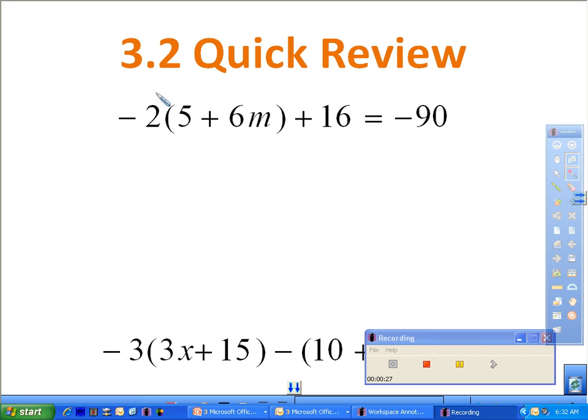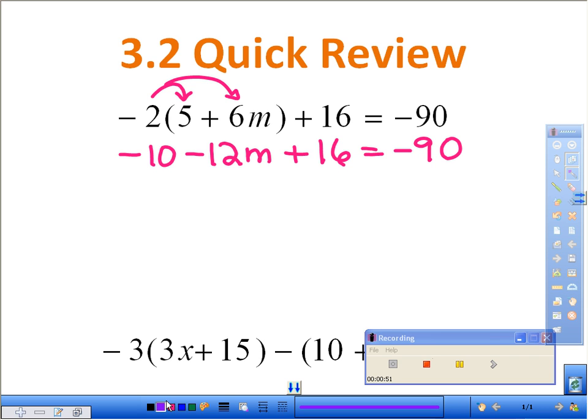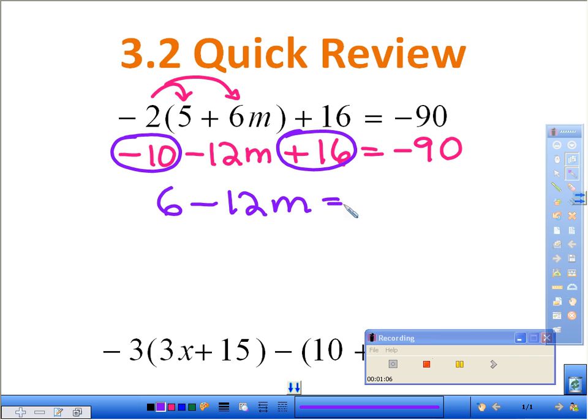So if we do that in this first problem, we're going to distribute the -2. -2 times 5 is -10, and -2 times 6m is -12m. I'm going to bring down the rest of the problem, and we'll deal with that in the next step. So step 1 was distributive property. Step 2 is to combine any like terms. In this problem, we don't have any like terms that have variables, but -10 and +16 are like terms. -10 plus 16 is 6, and we have -12m equals -90.